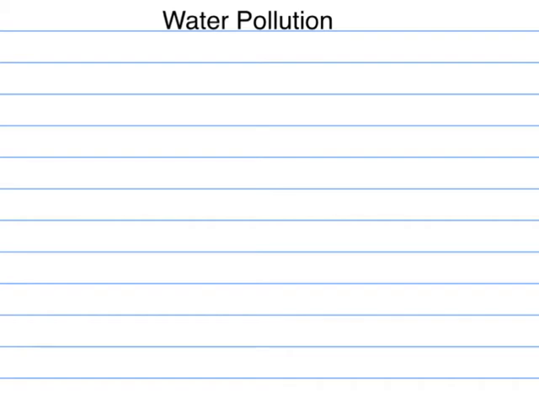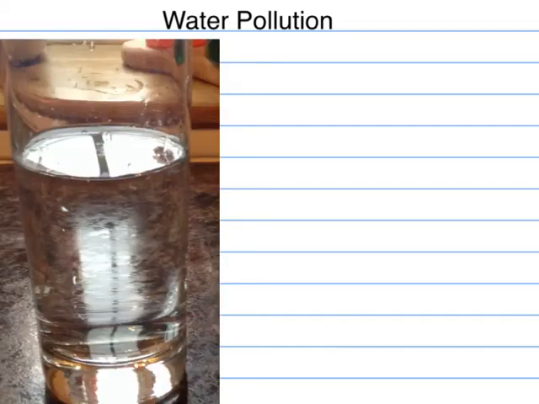Now water pollution can mean a number of things. When we get water from our tap, the water is not pure. So here we've got a glass of tap water, which is not just water. There are lots and lots of things that are dissolved into that water. So in order to get it absolutely pure, we would need to distill it.